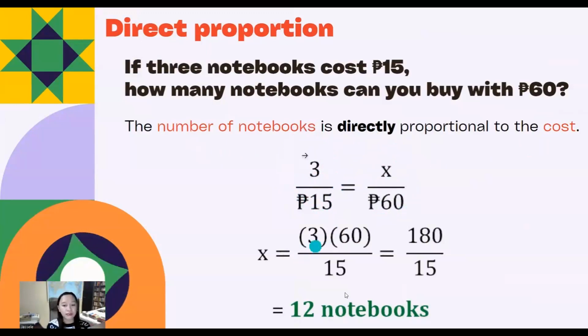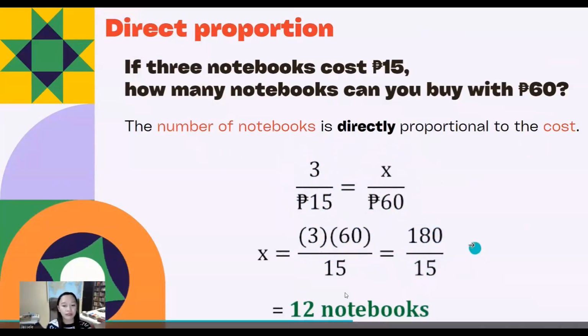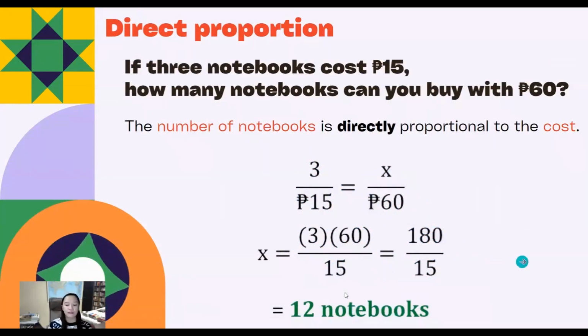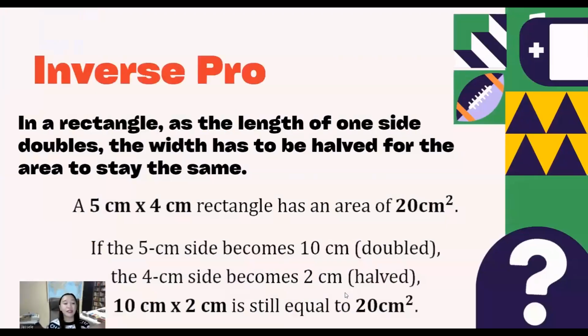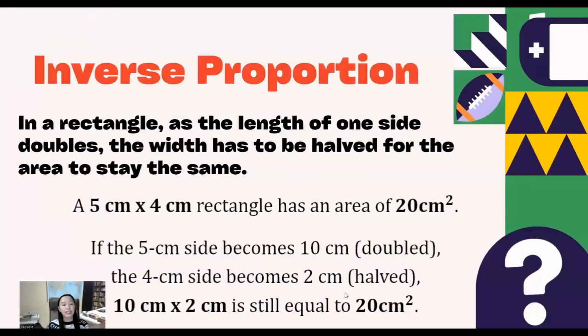So we will multiply 3 by 60 pesos, and we will get 180. And then, of course, the denominator 15, we will divide it, 180 divided by 15, we will get 12. So it means there are 12 notebooks for 60 pesos. Questions? Clear? Good job.